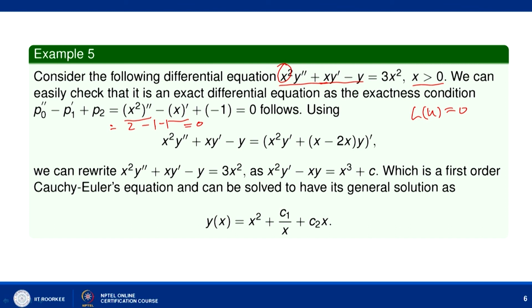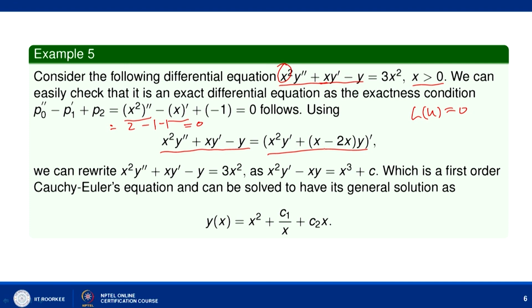So now we can write x square y double dash plus x y dash minus y as the derivative of the following quantity, that is p naught y dash plus p1 minus p naught dash y. So we can write x square y double dash plus x y dash minus y as x square y dash plus x minus 2x y, whole dash.